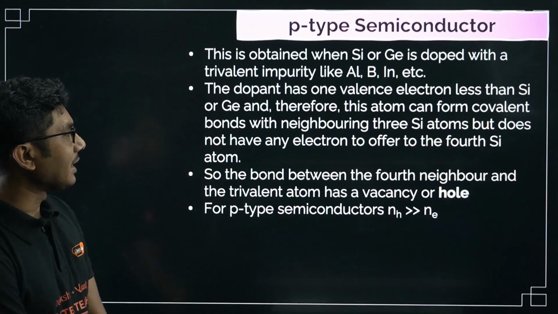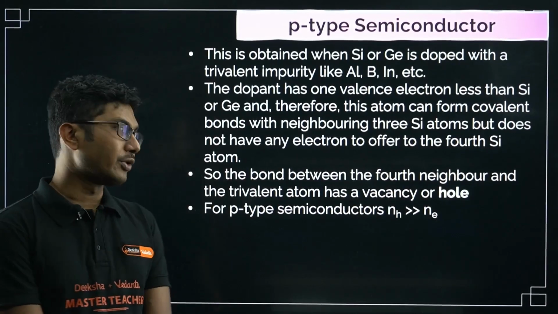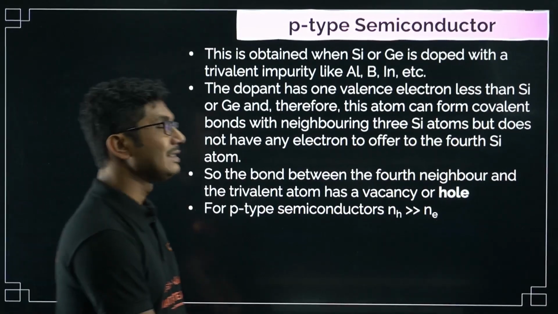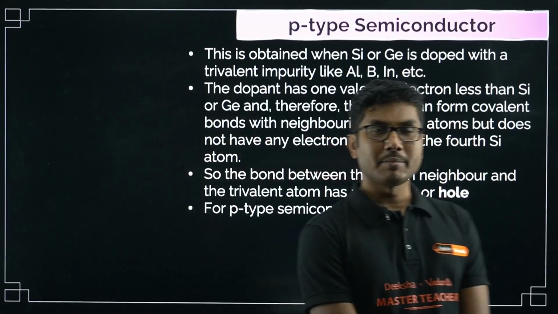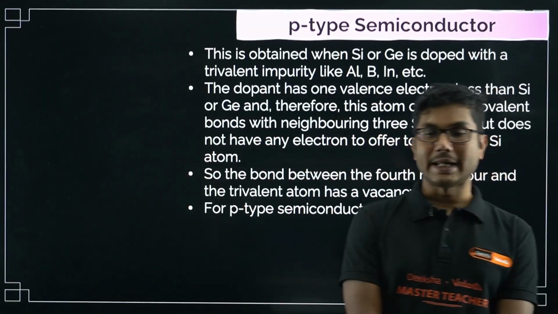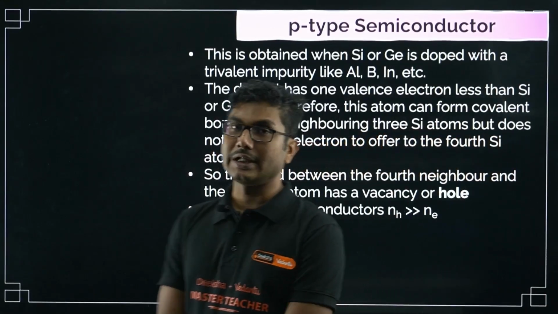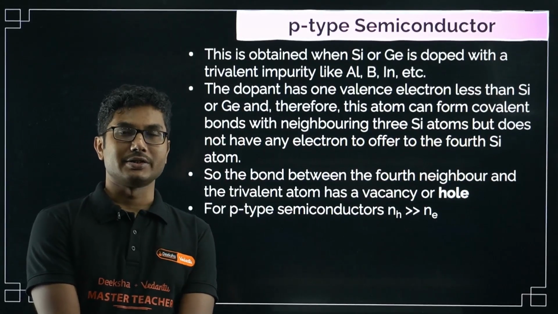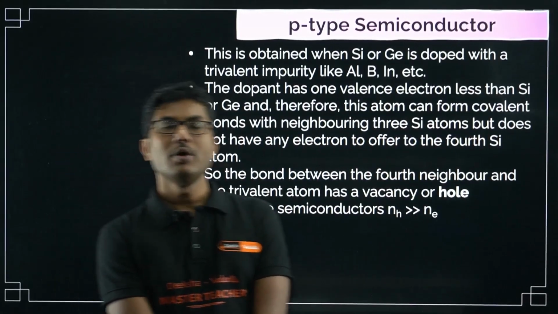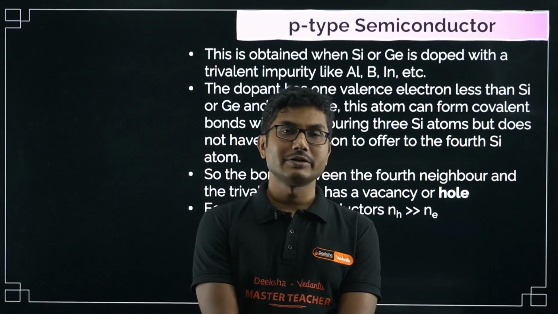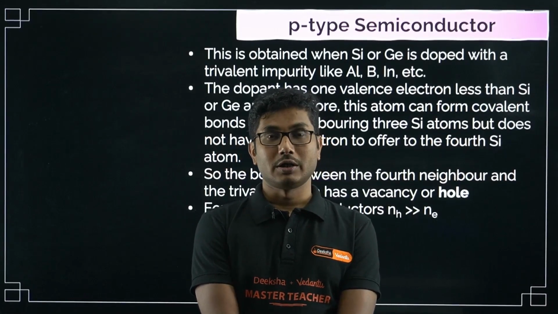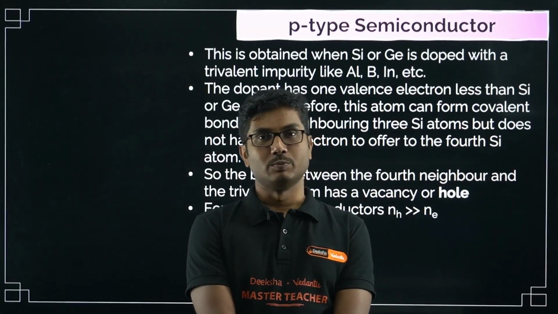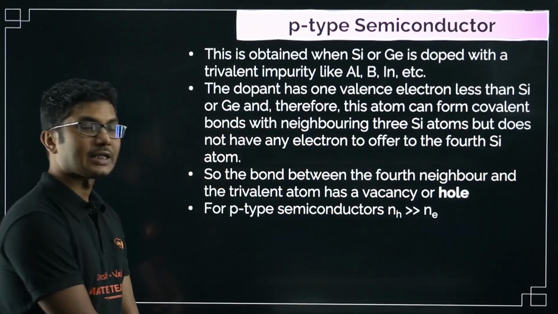For p-type semiconductor, the number of holes is definitely more than the number of electrons, and again it is electrically neutral. You have to remember that, be it p-type, be it n-type, they are always electrically neutral. They do not have any extra charge. Extra charge is zero. Even though you are getting extra electrons, you are getting extra holes, the total charge still remains zero. Excess charge is zero.